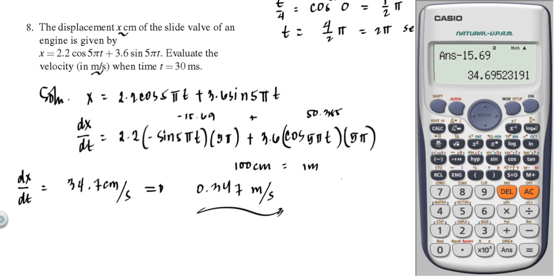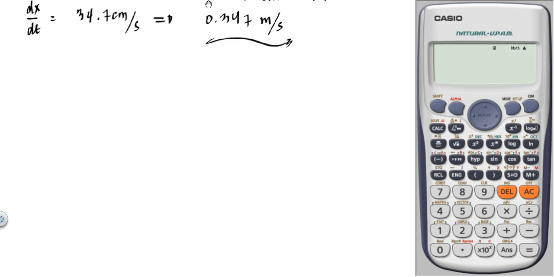Yes! So, ganun siya i-solve. Madali lang. Kailangan lang marunong ka na mag-differentiate. Okay? So, wala na.